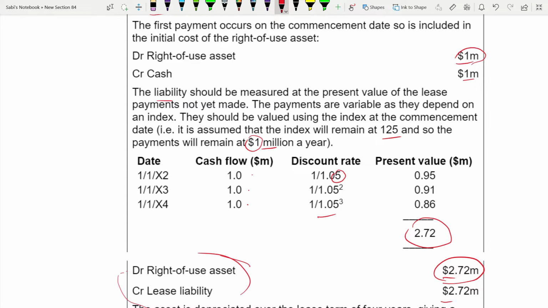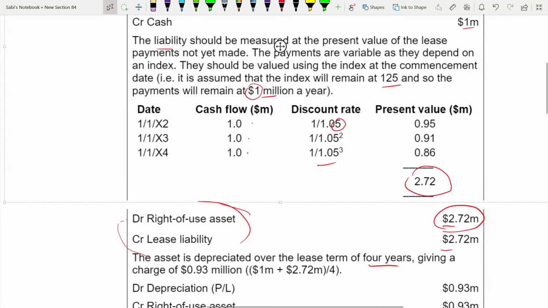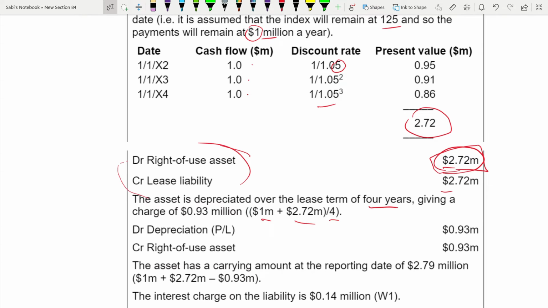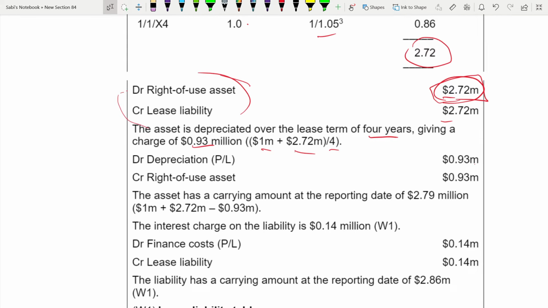This 1 million is the cash payment. The first payment occurs on the commencement date, so it is included in the initial cost of the right of use asset. That's why. And this one is the present value, the lease liability. The right of use asset is 2.72, so you add 1 million to 2.72 and divide by 4, because 4 years. Depreciation is 0.93. So debit depreciation, credit right of use asset. The carrying amount of the asset will be 1 plus this, minus depreciation, which is 2.79.